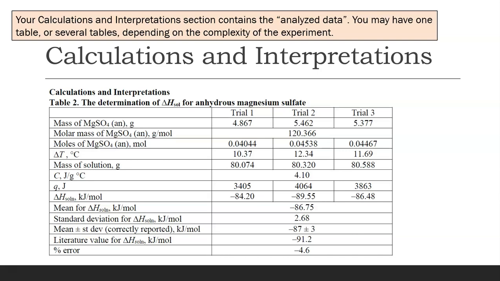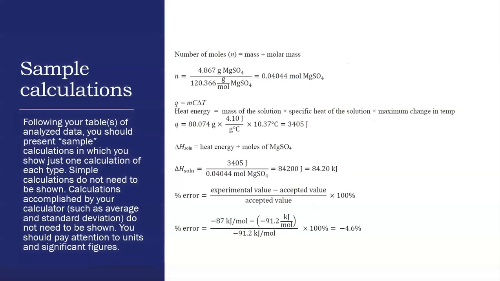So the calculations and interpretation section is the analyzed data. Again, maybe you'll have one table or maybe you'll have several tables, depending on how complex the experiment is. We will want you to follow that with sample calculations. And again, if you follow along with me in the lab manual, I'm now on page V or page 5 in the back of the appendix.